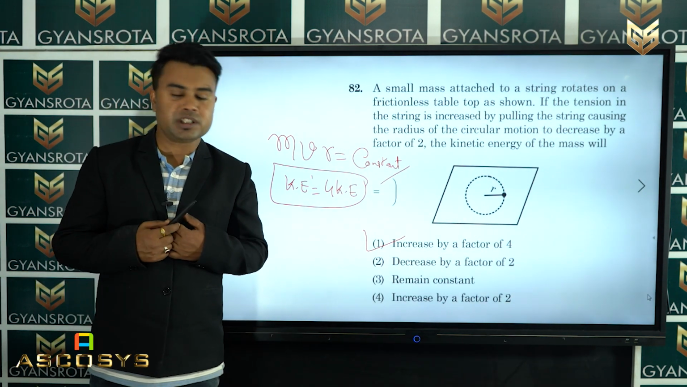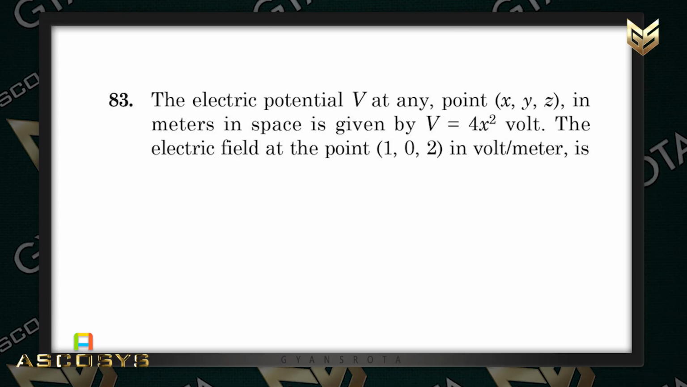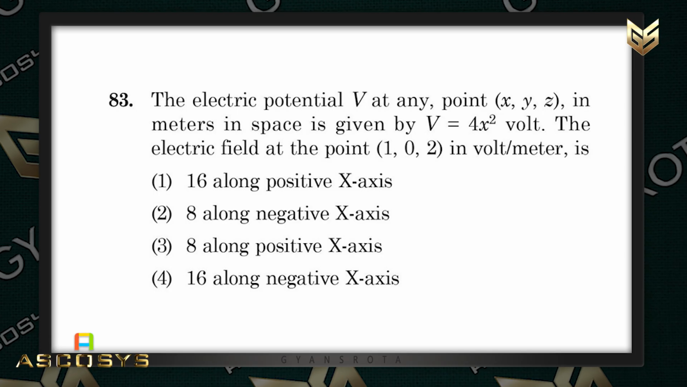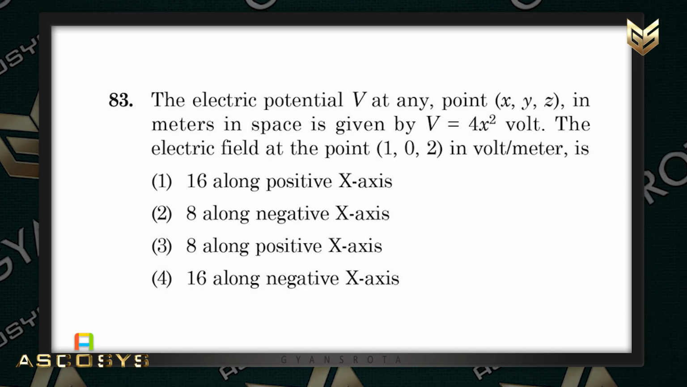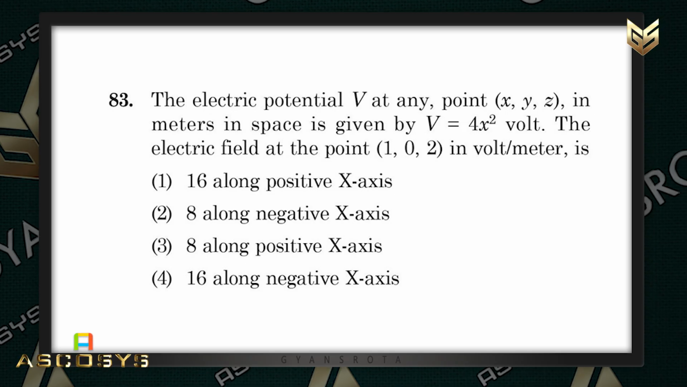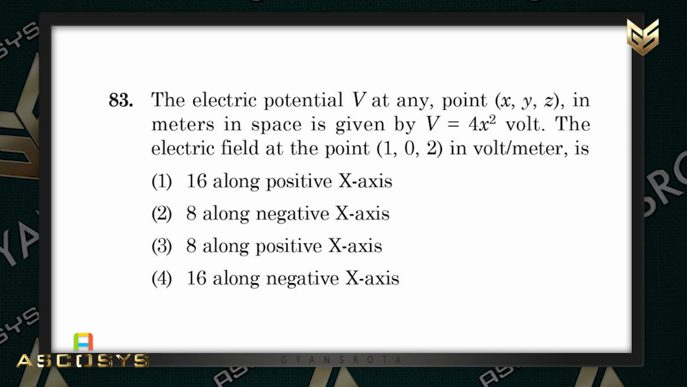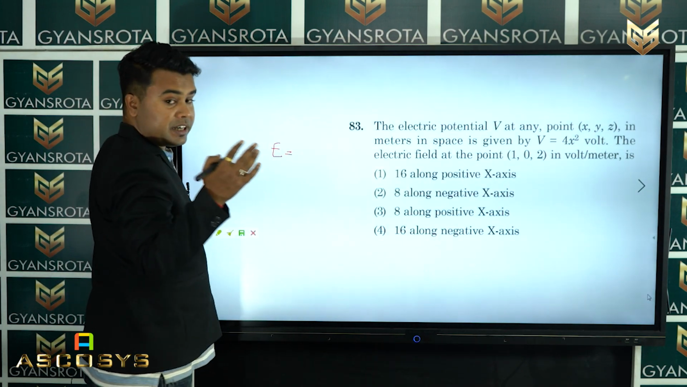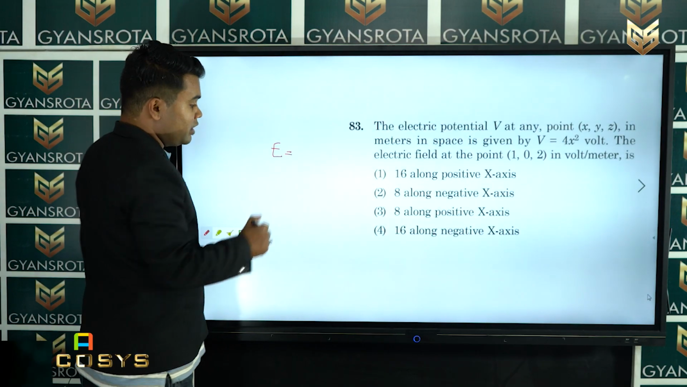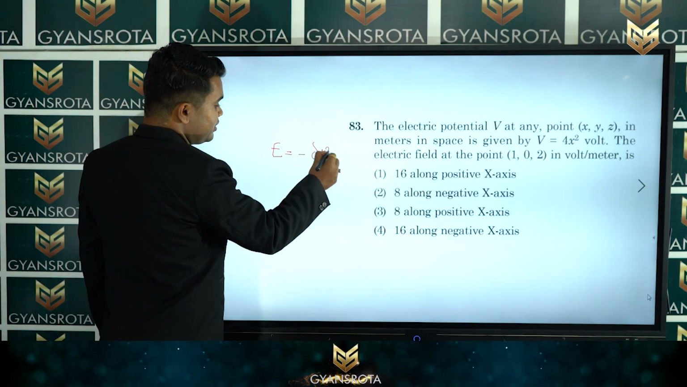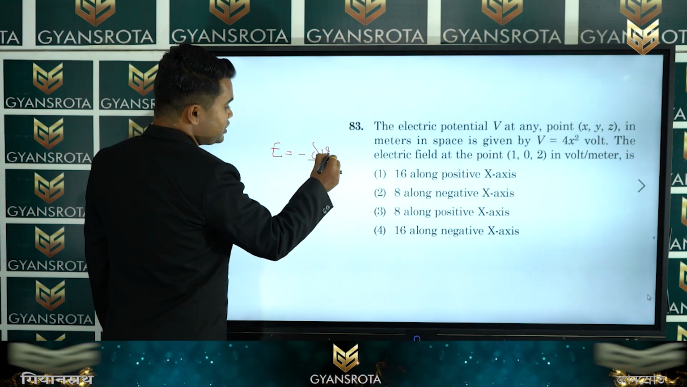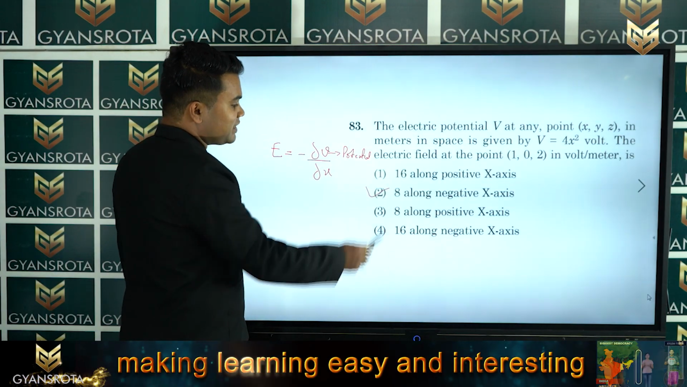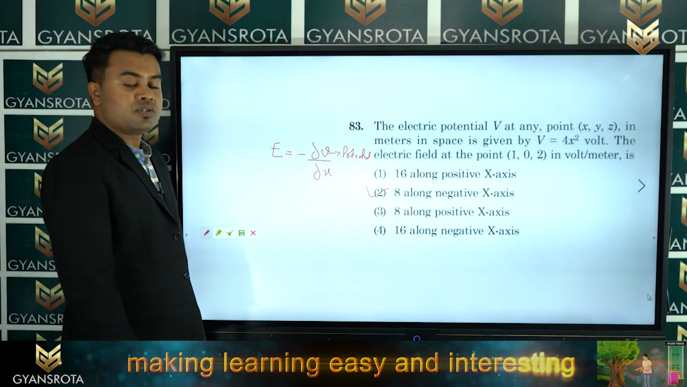Now let us move to the next question, that is question number 83. The electric potential at any point x, y, z in meters in space is given as V is equal to 4x cube. The electric field at a point 1, 0, 2 in volt per meter is given by. So your electric field can be written as, from the chapter electrostatic potential, please remember that, minus del V by del x, where V is your potential. When you use this formula, the correct answer will come out to be 8 along negative x axis. So this is the right answer.